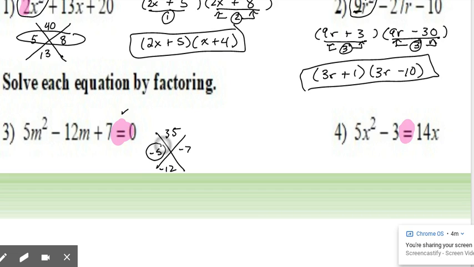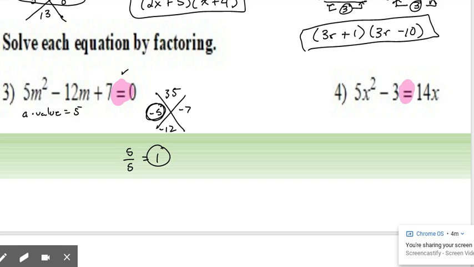Remember, take the opposite of this, divide it by my a value. In this one, the a value was 5. So 5 divided by 5 is 1. So there's one answer. Okay. And opposite of negative 7 is 7, divided by the a value. And that's it. So these would be my 2 answers.